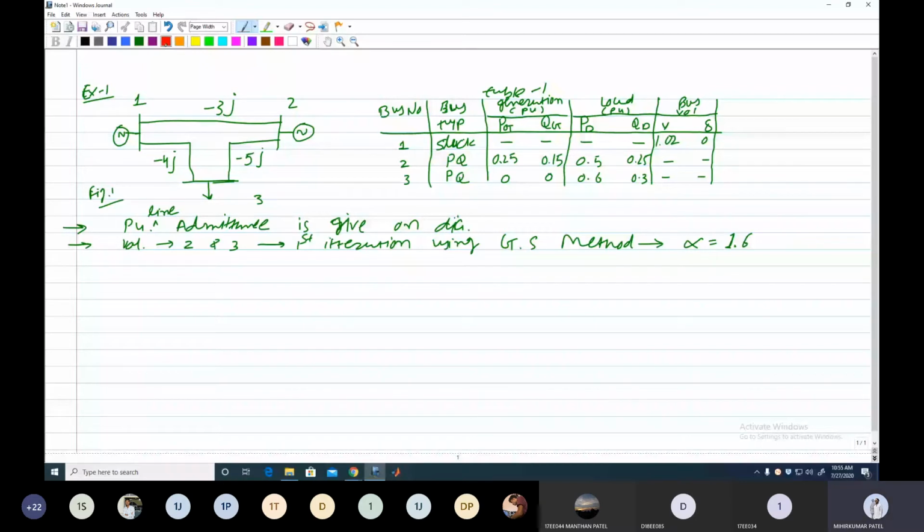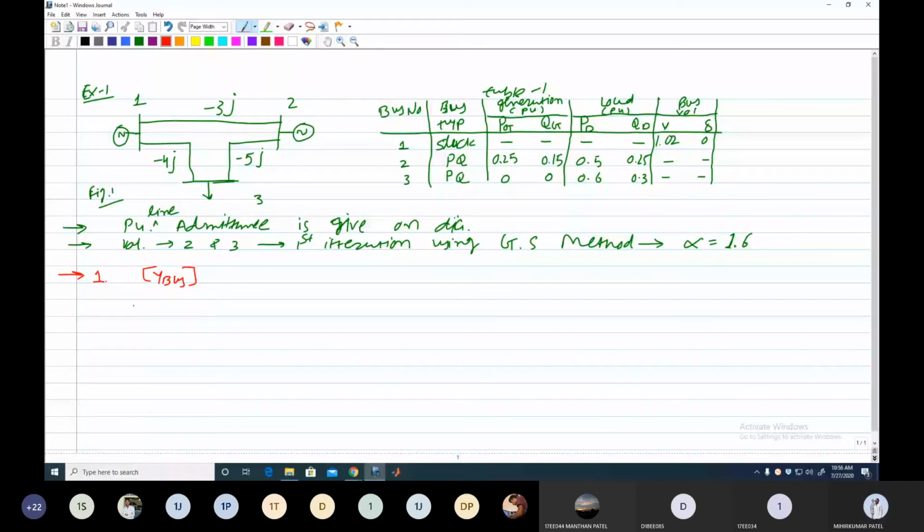As we have already discussed the steps, or computational procedure, to calculate this example of power flow analysis for this network, what is our first step? Step number 1. Yes, formulate the Y-bus matrix for this network. So just formulate the Y-bus matrix.